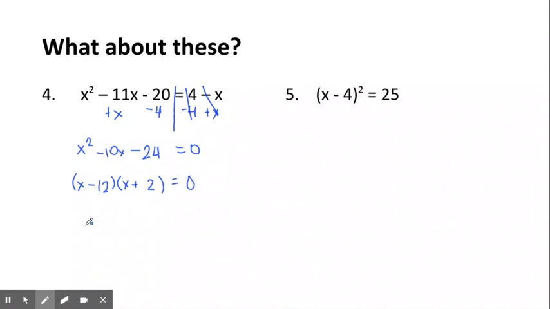The next part would be setting each one of those parentheses equal to 0. When you set this first one equal to 0, it gives you x equals 12. When you set the second one equal to 0, it gives you x equals negative 2. And so your final answer would be x equals 12 or negative 2.